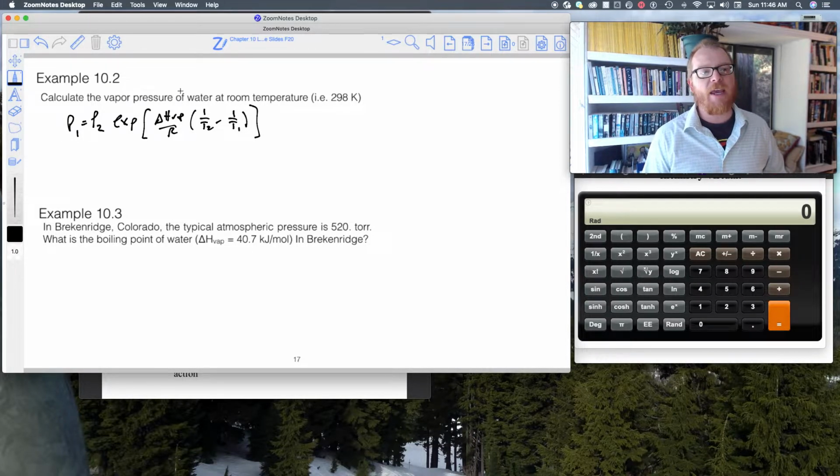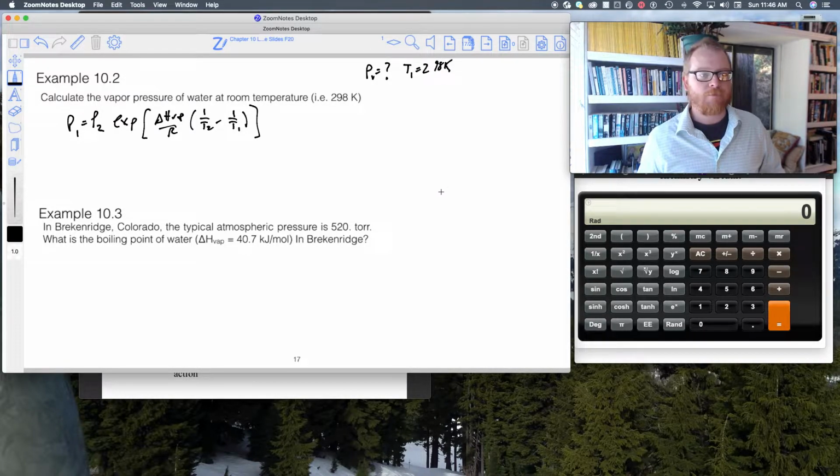So I'm going to say P1 is the one that I'm solving for. I'm free to choose, so you might as well choose to make it easy. So I'm going to say P1 equals an unknown, and it's saying calculate the vapor pressure of water at room temperature. So if P1 is what I'm calculating, then T1 is going to be my 298 K.